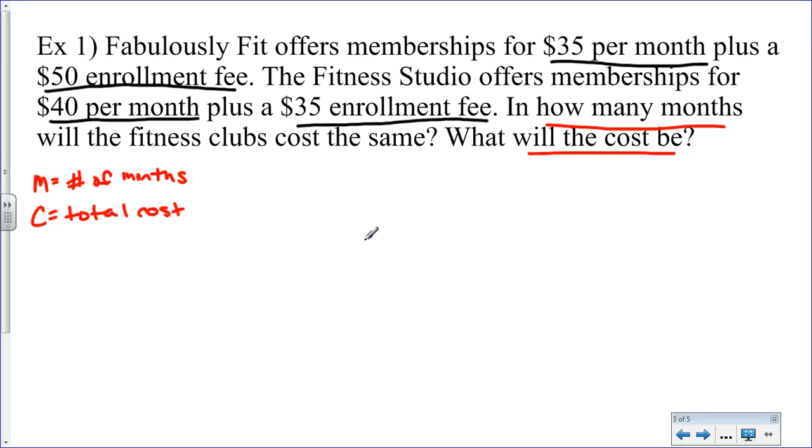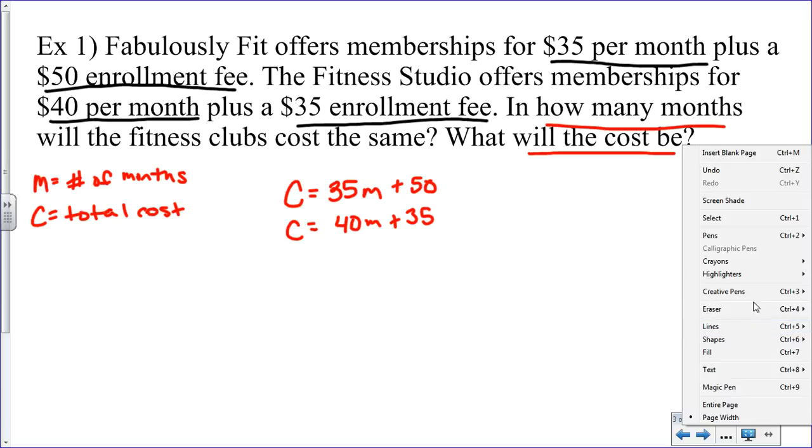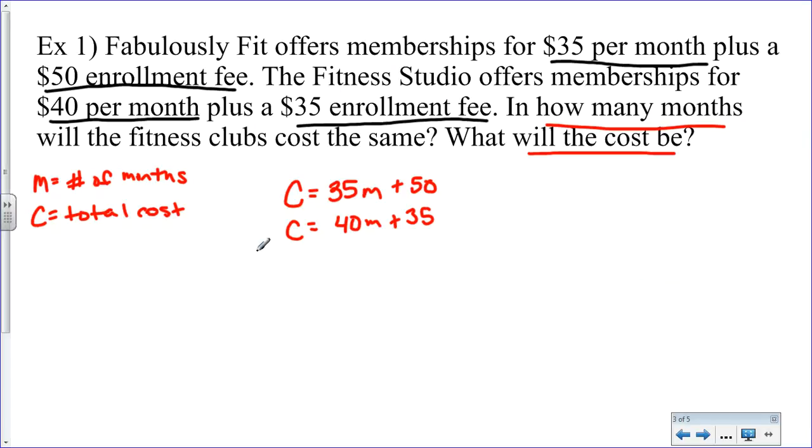And when we write these equations, the equations are going to be one for Fabulously Fit and one for the Fitness Studio. So the total cost for Fabulously Fit is going to be equal to $35 per month. And remember, if it says per month, that tells me my variable needs to go next to it, plus a $50 enrollment fee. And the total cost for Fitness Studio is going to be $40 per month. So again, that phrase per month tells me to put my M with a 40, plus a $35 enrollment fee.